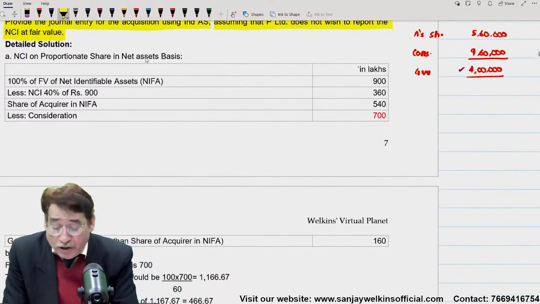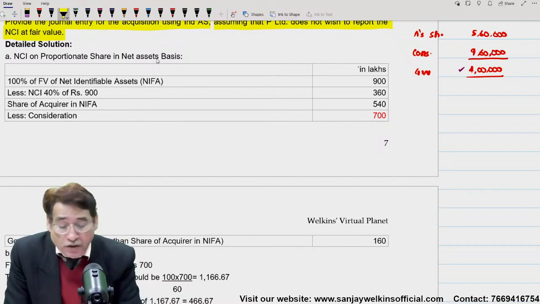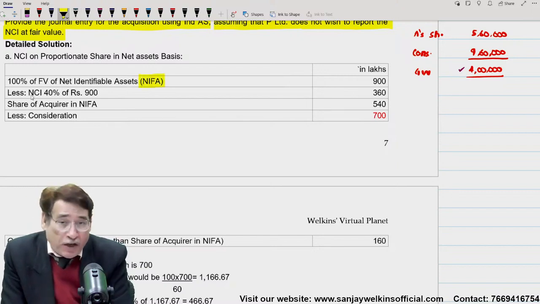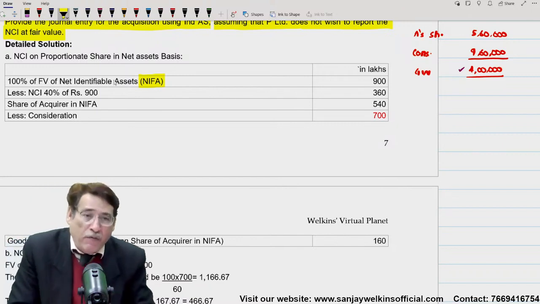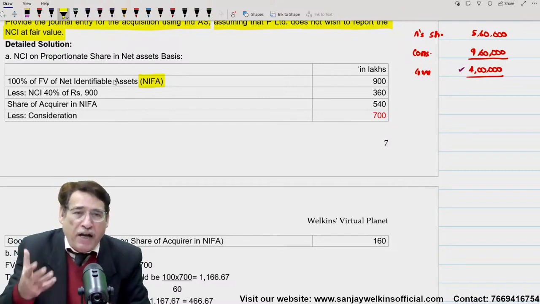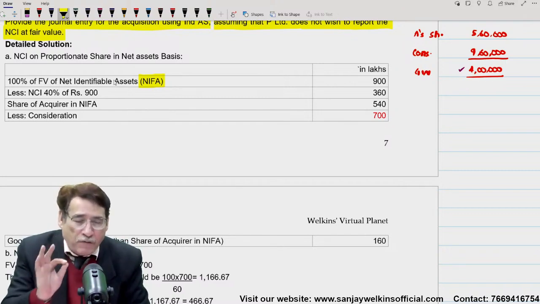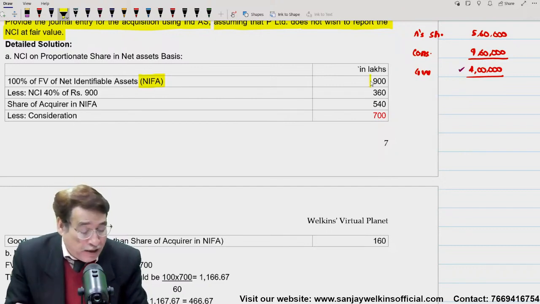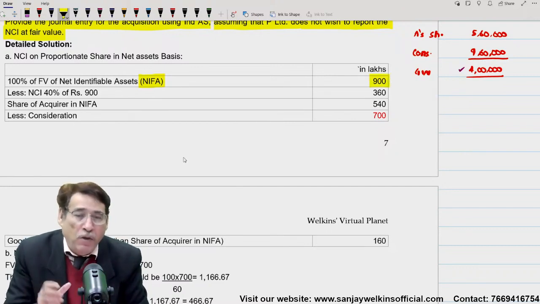Now, I am not solving this question. You can easily do this question. All you have to do is, if you want to have a good presentation, you can move in this manner. First of all, you will write NIFA, 100% of fair value of net identifiable asset. Fair value of asset is 1,800. Fair value of liability is 900. So obviously, assets minus liability will deliver you net assets, that is net identifiable assets.